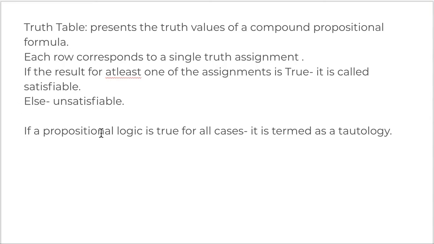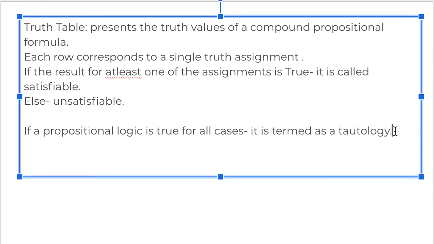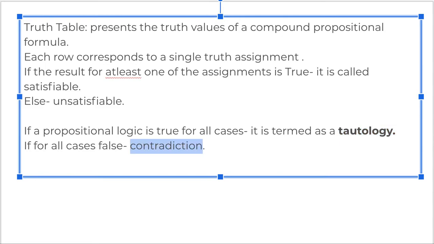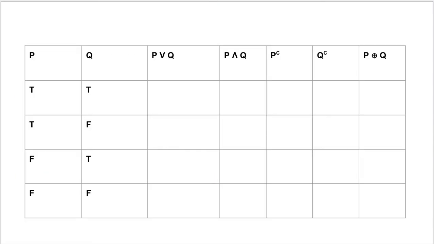So if a propositional formula is true for all cases, it is termed a tautology. If it is false for all cases, we call it a contradiction. Okay, so two words that you should have in mind: what a tautology is and what a contradiction is. All right, so let's try to look at this.